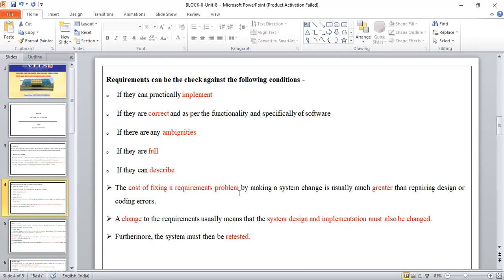And in the same way, if you are going to change any erroneous requirement, what happens? Not only is the requirement changed in the SRS, but the system design and the implementation must also be changed. Furthermore, the system should be retested.